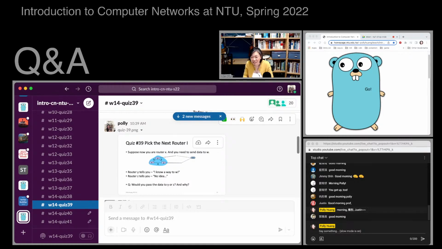All right, guys. Being a routing algorithm or being a router, you can only make decisions based on what you know of. Being router X, you don't know that there's a path between Z and Y until you're informed. So at this point, all the information you have is just router Y tells you I know a way, router Z tells you no idea, and that's all.